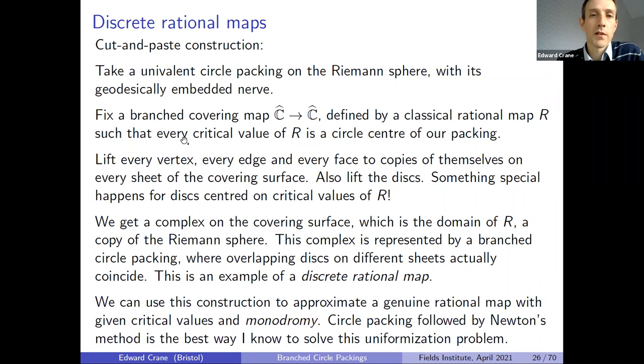So if you want to solve the problem of finding a classical rational map with a given degree, given critical values, and given monodromy, so that's the way that you permute the sheets as you walk around each of the critical values. That's a strange kind of problem, because you have some continuous data, the locations of the critical values, and you also have some algebraic data, which is the representation of the fundamental group of the sphere punctured at the critical values into the symmetric group, which tells you how you permute the sheets. And that representation is called the monodromy. And in fact, circle packing followed by Newton's method to make things more precise is the best way I know to solve that particular problem.